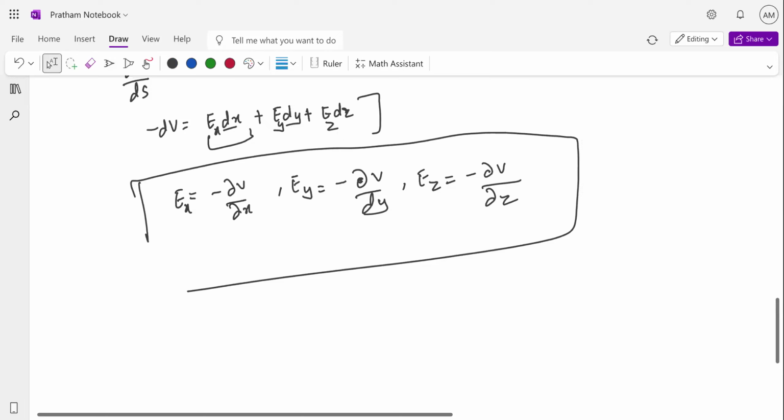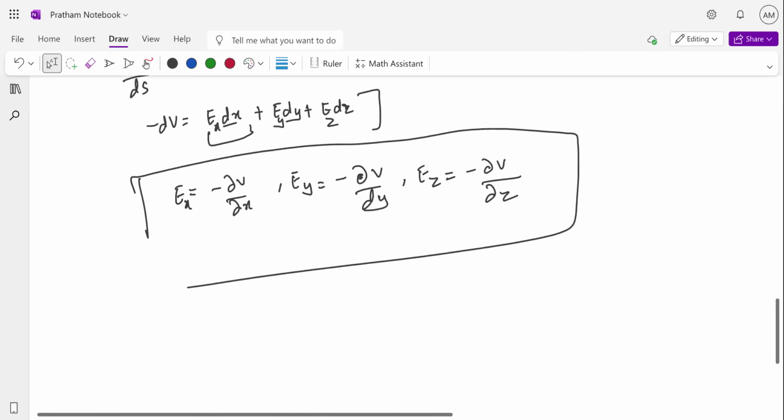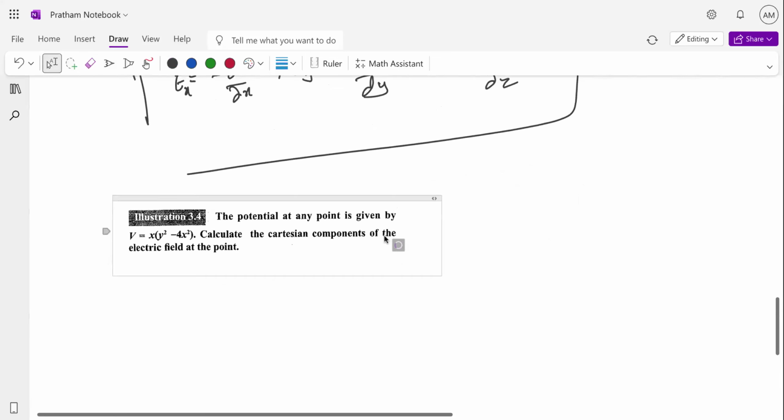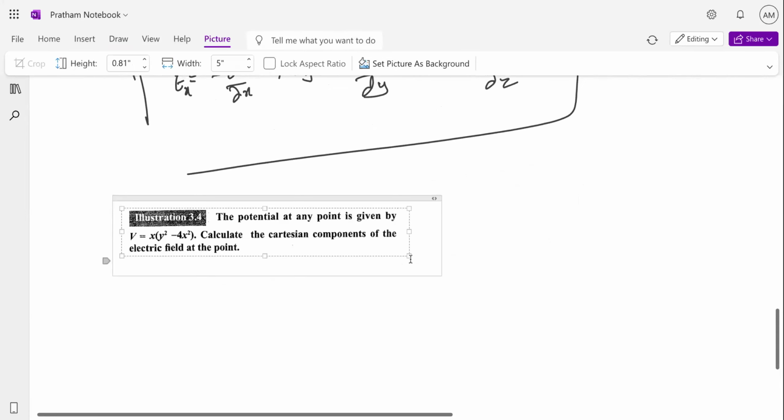Clear? Yes. All right, so I'm giving you one problem. Try to solve it. The question is asking for the Cartesian components, which means you have to calculate Ex, Ey, and Ez.